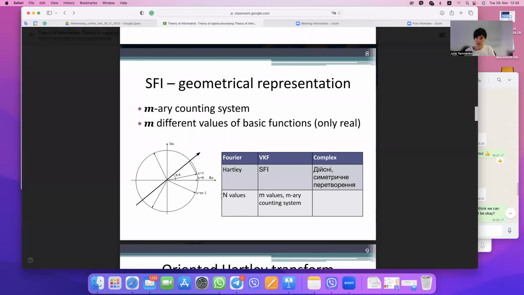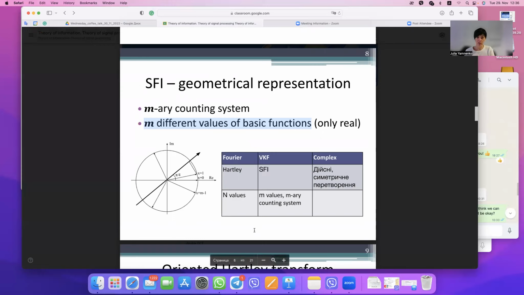The geometrical representation looks very similar to Vilenkin-Christensen. So we also have m different values of basic functions, so m different positions of the vector at the coordinate axis. As in the Hartley method, here we use the additional axis that is traced under the angle p/4, so it means 45 degrees. And we obtain two advantages. The first one is only real values, and the second one, a very small number of different values.